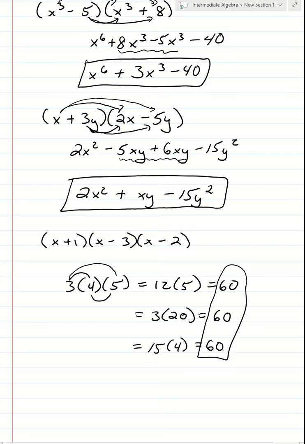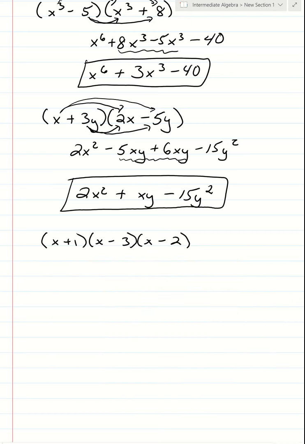Well, the same is true when you're multiplying polynomials together. I'm going to take two polynomials and I'm going to multiply them together. I'm going to leave the third one out for the time being. So I'm going to multiply the second and the third one. So I'm going to leave the x plus 1 alone. And now I'm going to multiply.